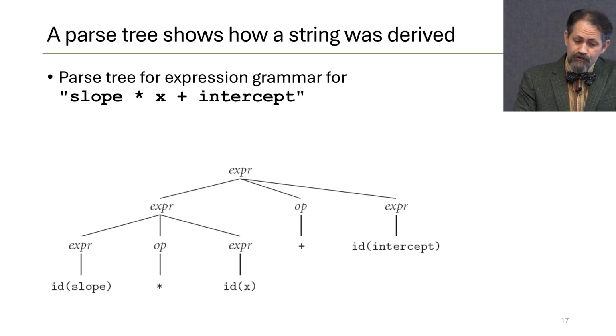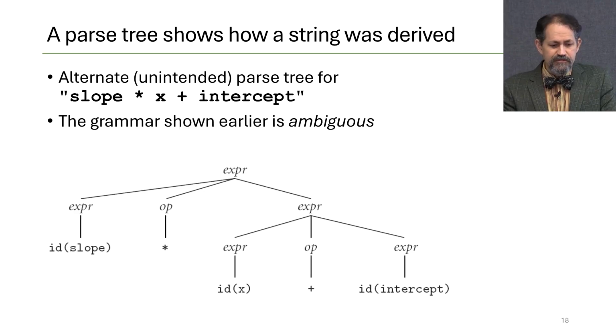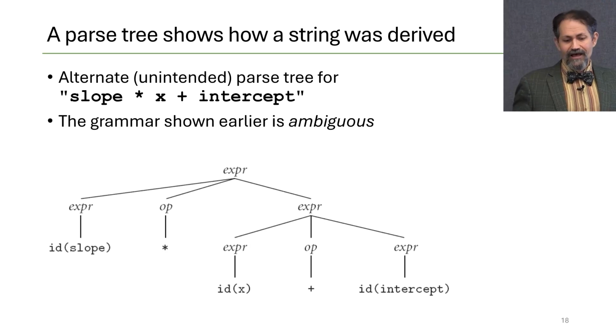Now, interestingly enough, we could use that same grammar to produce this slope times x plus intercept in a different way, right? We could take the original expression and break it up into expr op expr, but this time we could refine the first expr into ID and then a times, and then the last expr could be the ID plus intercept. Now, it turns out this parse tree is actually unintended, right? Because what it's doing is it's grouping the x plus intercept together, right? And we know from mathematics that we'd like times to have a higher precedence, right? We want to compute slope times x first and then add the intercept.